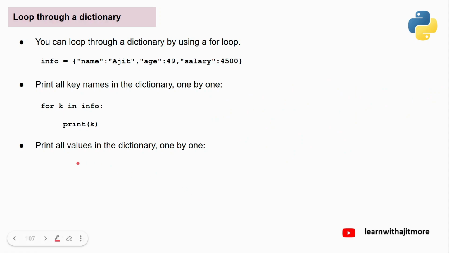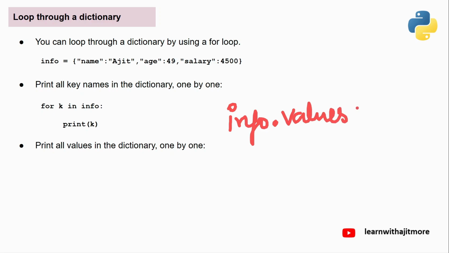And one more way is there. If you want only the values part, then we have info.values. There's also one more method. Just like we had the info.keys method, there is also an info.values method. It will also return one iterable of type dict_values.